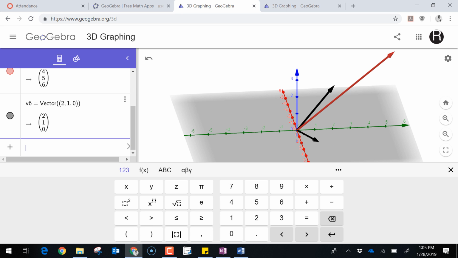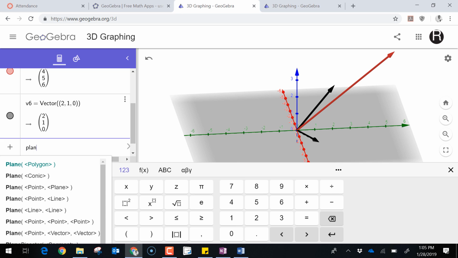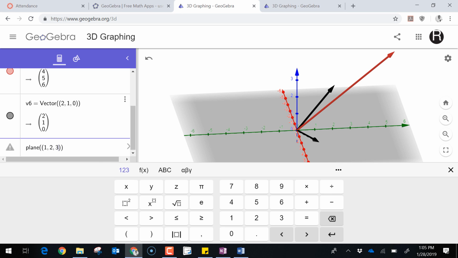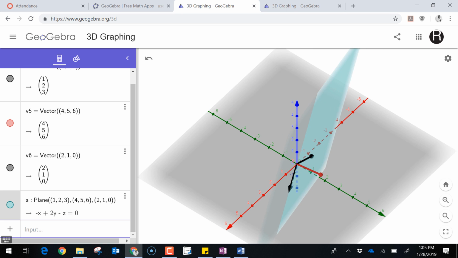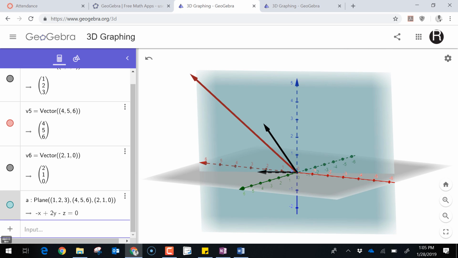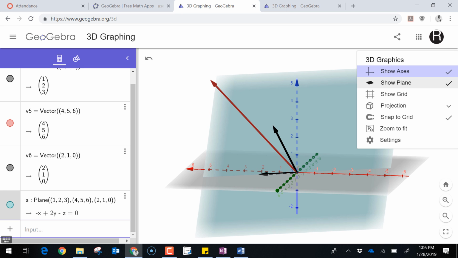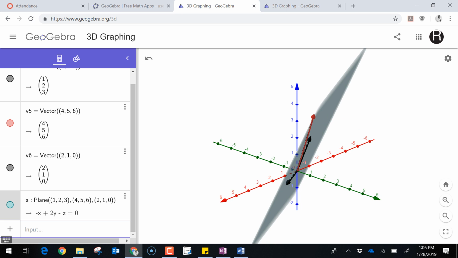Let's make sure that they're all on the same plane. What kinds of things can I do? Plane, point, point. Let's put all those 3 points in there: 1, 2, 3, 4, 5, 6, and 2, 1, 0. This is our plane. And if we look at it flatly, you see that these 3 vectors are all on the plane. Let's get rid of the xy plane just so we can focus on this.